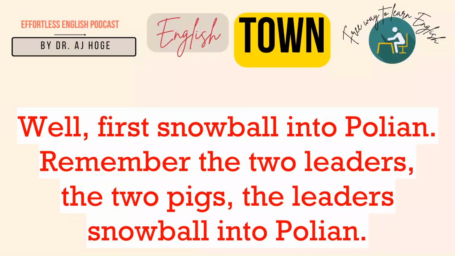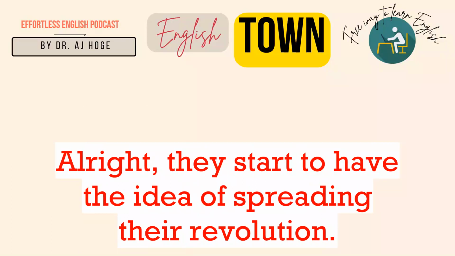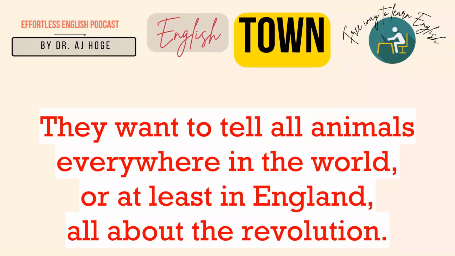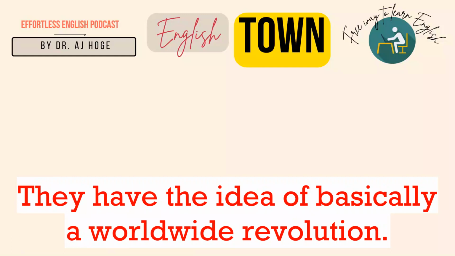Well, first, Snowball and Napoleon, remember the two leaders, the two pigs are the leaders, Snowball and Napoleon. Snowball is more of the intellectual. Napoleon is more of the really kind of tricky guy who's very tough. All right, they start to have the idea of spreading their revolution. They want to tell all animals everywhere in the world, or at least in England, all about the revolution. So they want their revolution to happen on other farms also. They have the idea of basically a worldwide revolution, right?